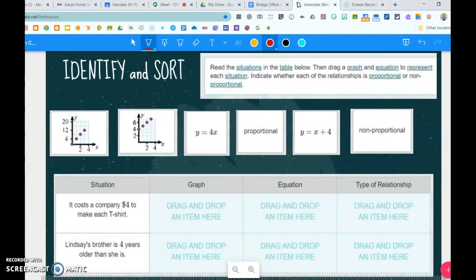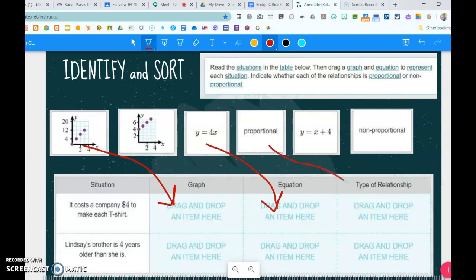Okay. And then one more. We're going to drag the situations and tables to their proper location in the table. I'm just going to draw arrows because I can't drag and drop on this screen. It costs a company $4 to make each t-shirt. Does that sound proportional? It's $4 per shirt. If they don't make any shirts, how much do they spend? $0. So that one is proportional because it goes through the origin. The equation for that one is going to be $4 per shirt. So you're going to multiply 4 times the number of shirts.